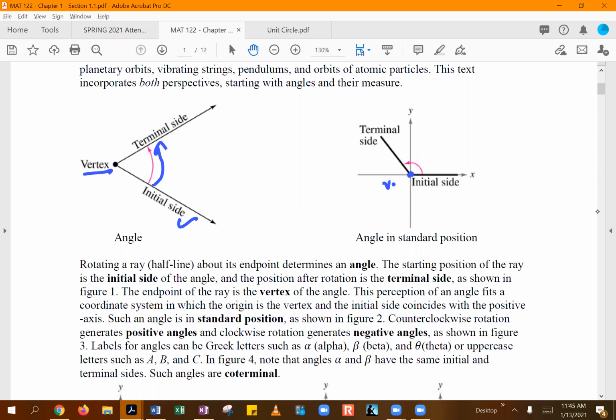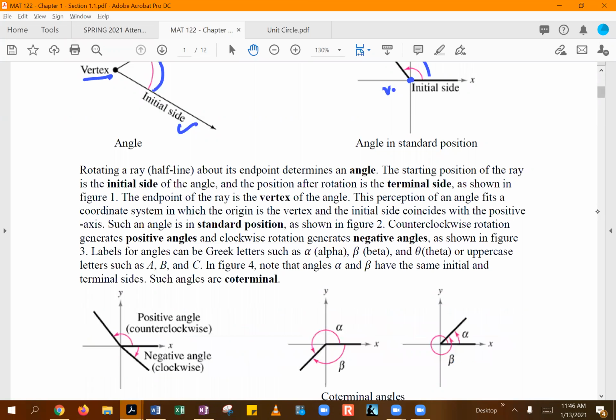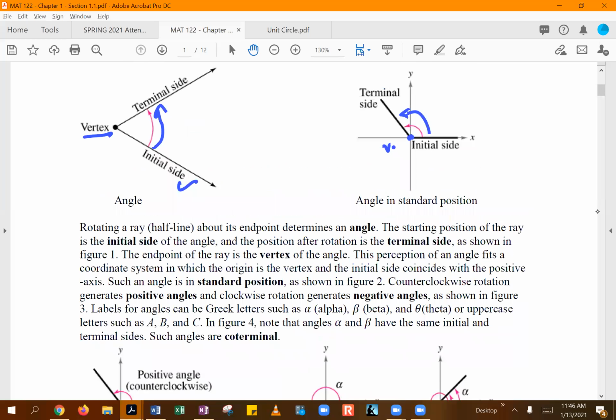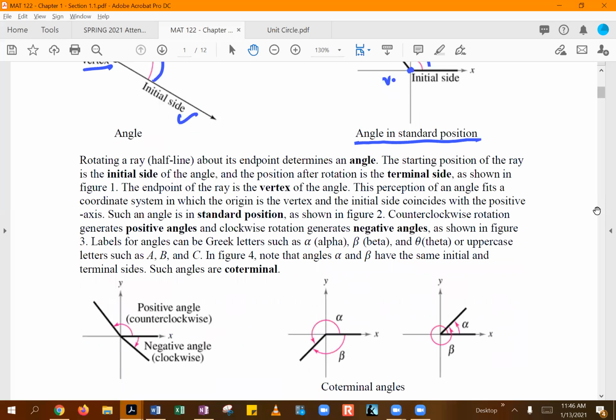You put your initial side on the positive x-axis, and then depending on wherever your terminal side will end up, you always go in the counterclockwise direction. So you will see a lot of times they will ask you to keep your angle in the standard form. So that's what you do, is keep the initial side on the positive x-axis. The vertex of that initial side will fall on top of the origin. And then, of course, wherever your terminal side ends up.